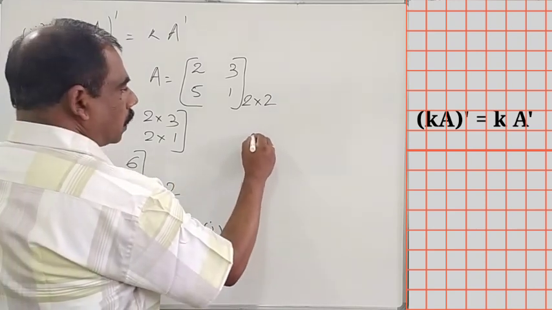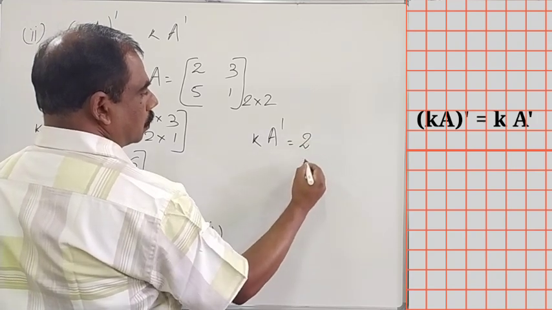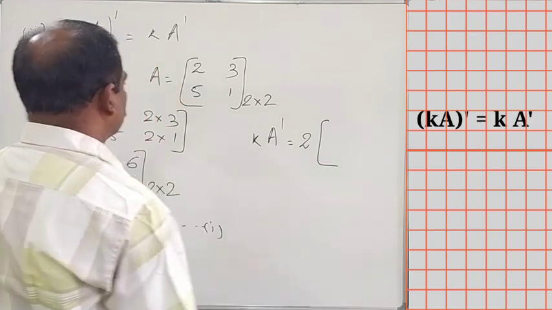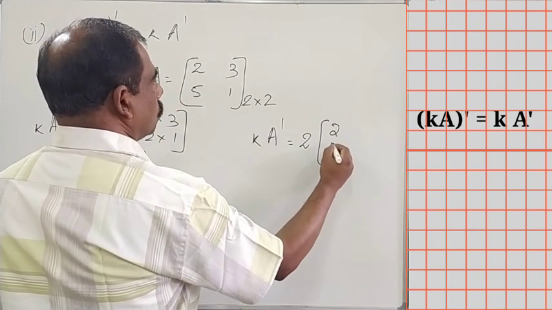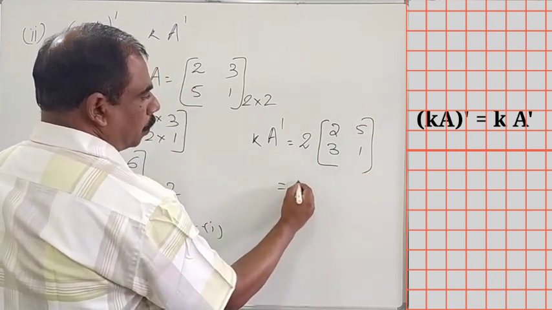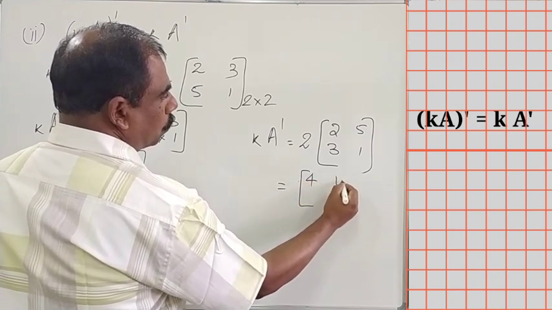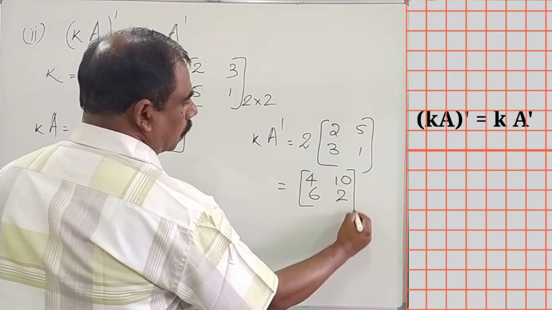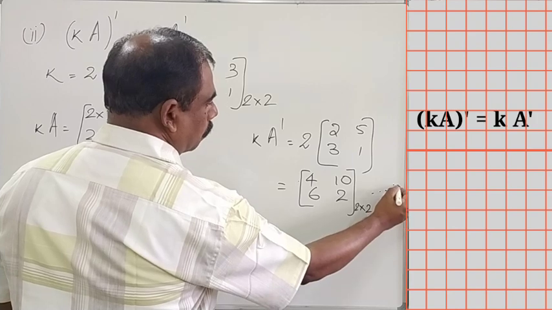Now, K into A transpose. K is a scalar, 2, and A transpose is the matrix 2, 3, 5, 1. We multiply by 2, we get 2 into 2 that is 4, 2 into 5, 10, 2 into 3, 6 and here it is 2, that's of order 2 by 2 and we take it as equation number 2.